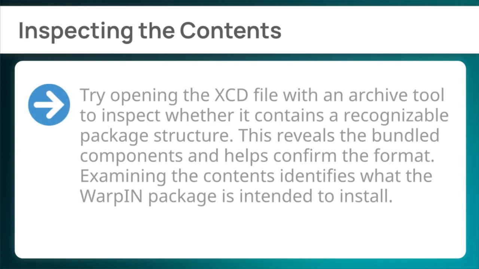Next, inspecting the contents. Try opening the XCD file with an archive tool to inspect whether it contains a recognizable package structure. This reveals the bundled components and helps confirm the format. Examining the contents identifies what the WarpIN package is intended to install.